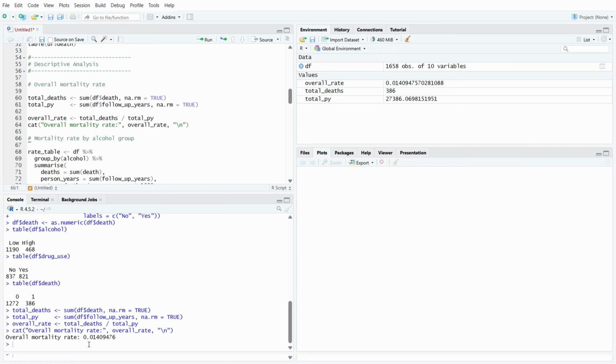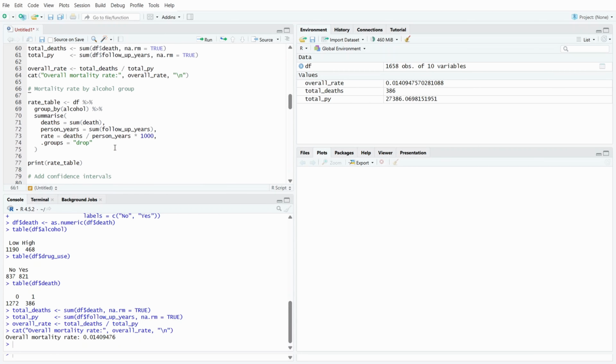This is important because individuals are followed for different lengths of time, and rates allow us to fairly compare across the population. This value gives us a baseline level of mortality in the cohort. We'll use this as a reference point when we compare alcohol groups and interpret results from the Poisson regression.